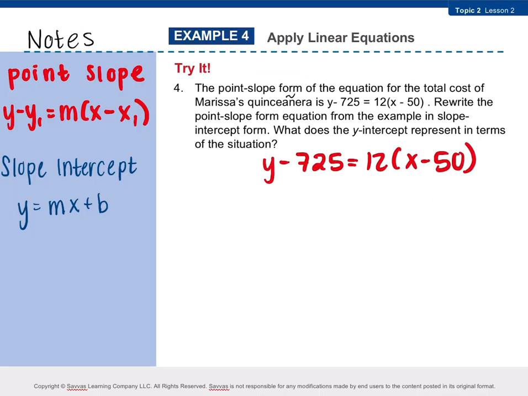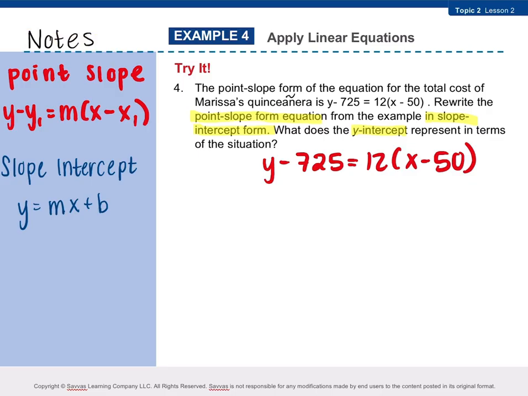What it asks us to do, it says the point slope form of the equation for the total cost of Marissa's quinceañera is y minus 725 equals 12 times x minus 50. Rewrite this point slope form equation in slope-intercept form. What does the y-intercept represent in the situation? That's the part where we don't have any information about the situation, but I noticed it is in the textbook.